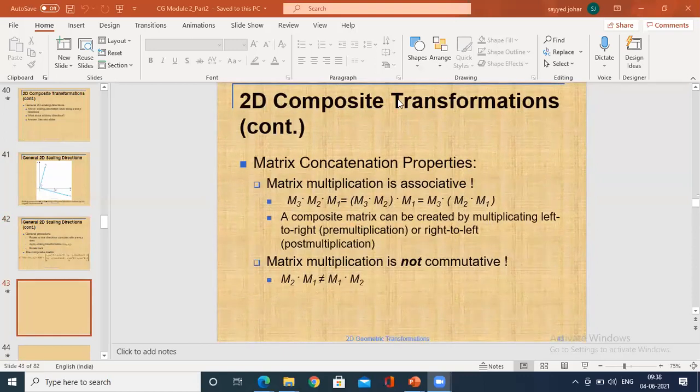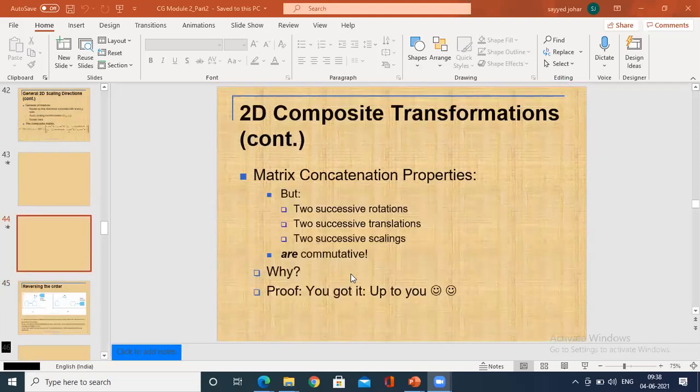Now we have a few properties that you have to remember. What are the concatenation properties? You could see that matrices are associative. When you do a composition of two or a lot of matrices, these are a few of the properties that have been found. It is not commutative. So these are the general properties.